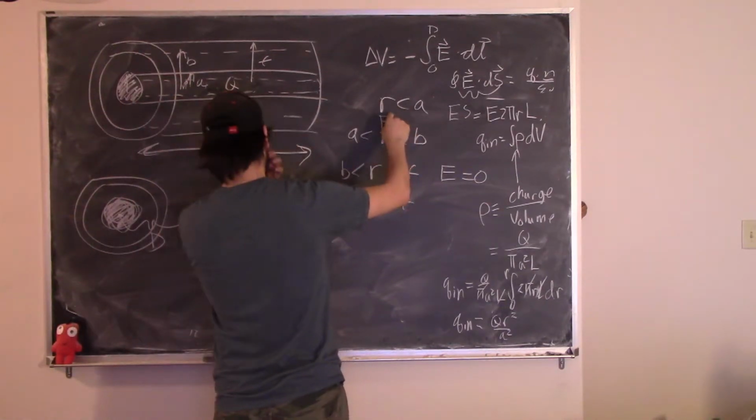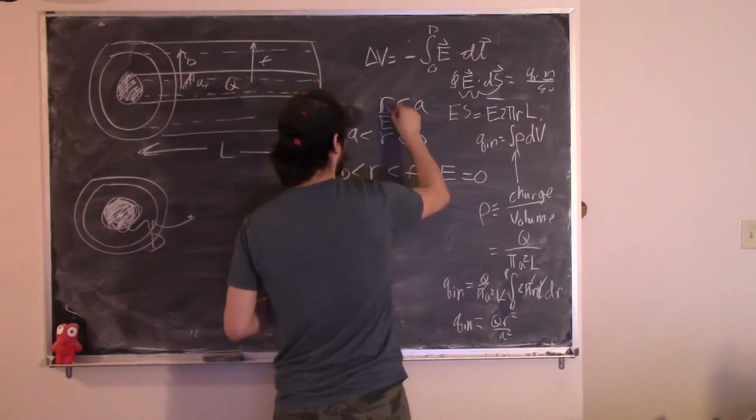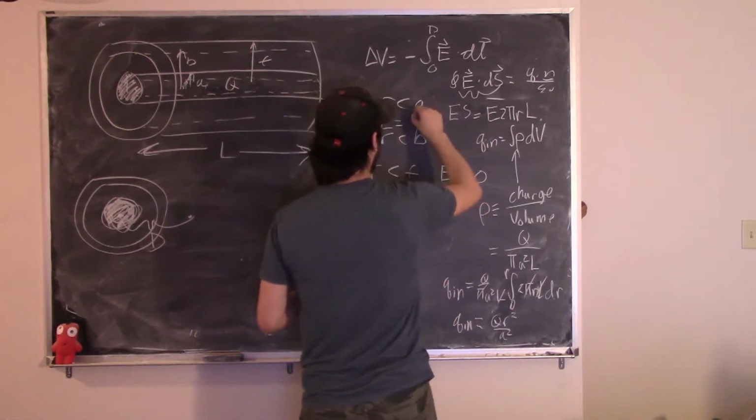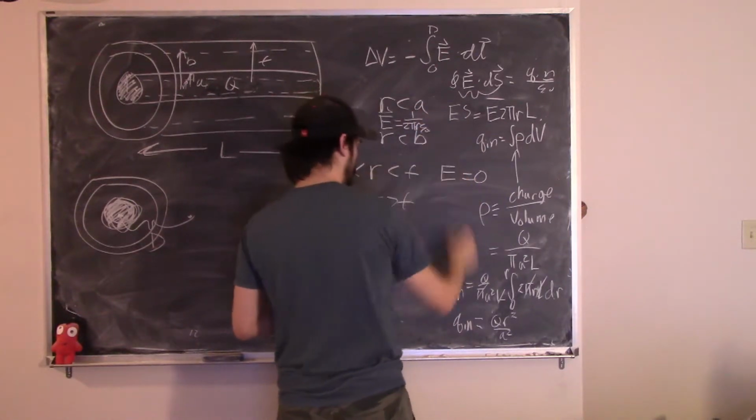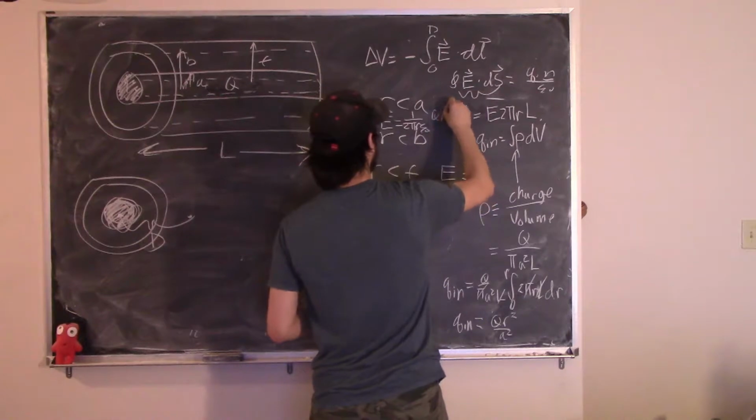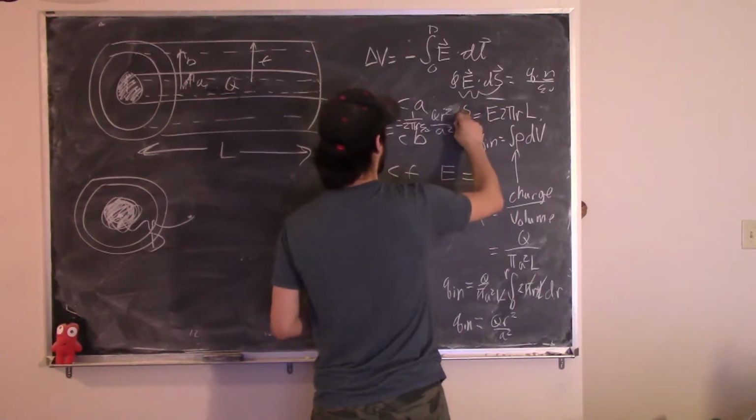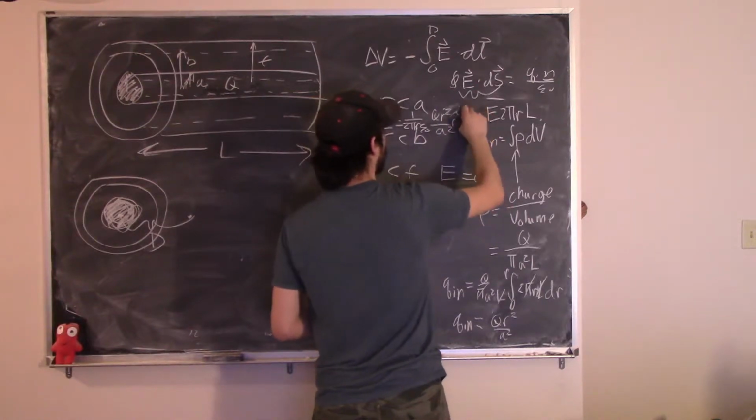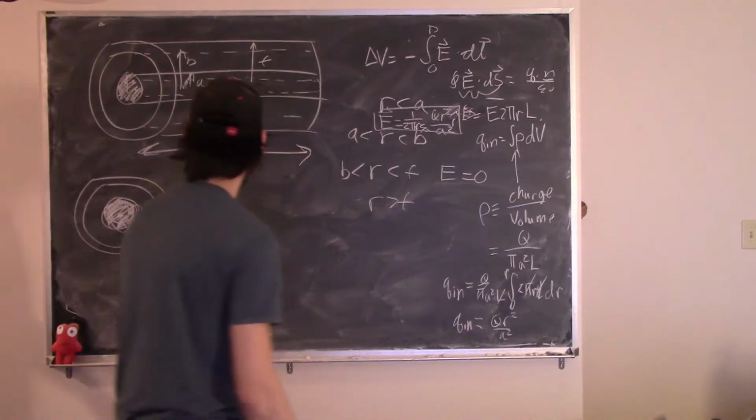So what that says, and I'm running out of room for this over here, is that the electric field in this region, r less than a, E vector is going to be equal to 1 over 2 pi r epsilon naught times Q r squared divided by a squared times r hat. So this is E times S here.